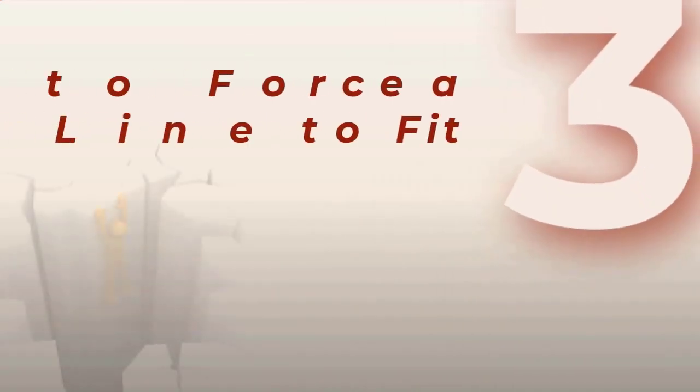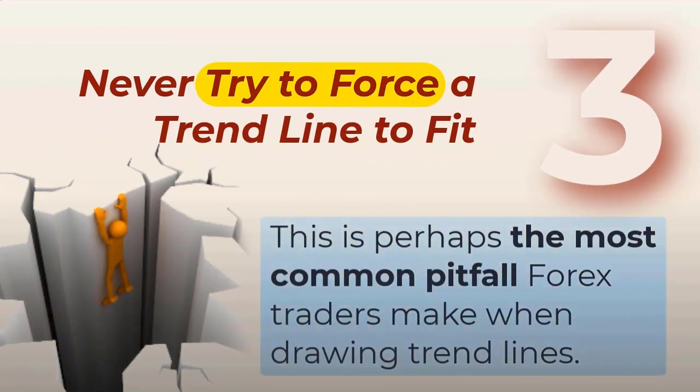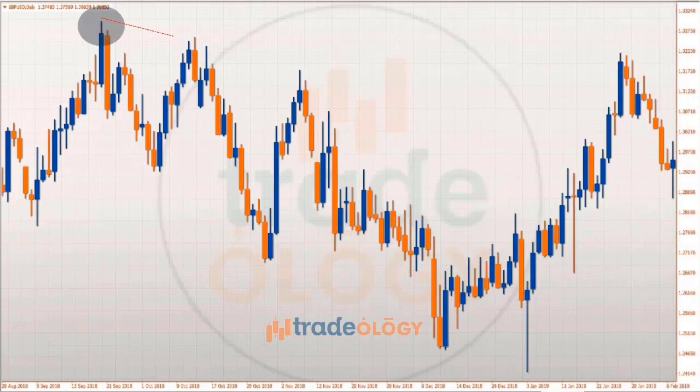Third, never try to force a trend line to fit. This is perhaps the most common pitfall Forex and stock traders make when drawing trend lines. We call this curve fitting, and it happens when a technical trader is so convinced that a level should exist, that the trader begins to try to make the level fit the price action on the chart. This brings me to the most important part about drawing trend lines, or any support or resistance level for that matter. The best trend lines are the most obvious ones. So, if a trend line doesn't fit well, it's probably best to move on to another pattern.